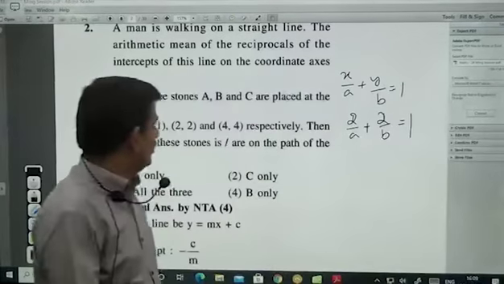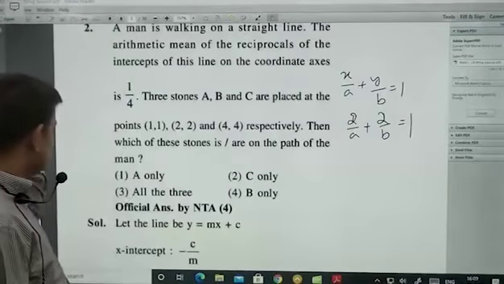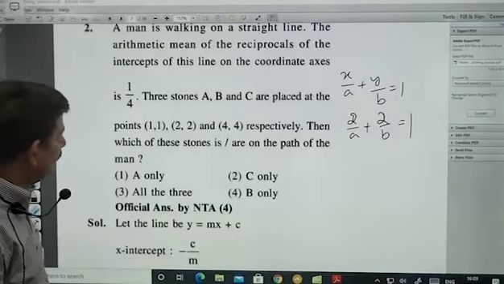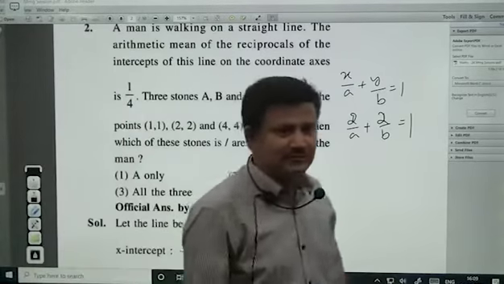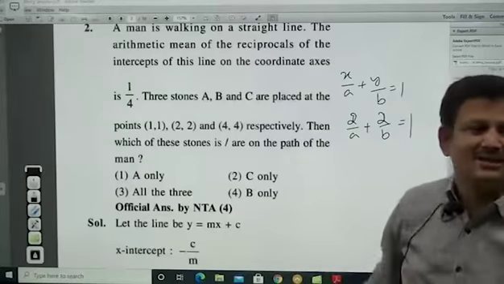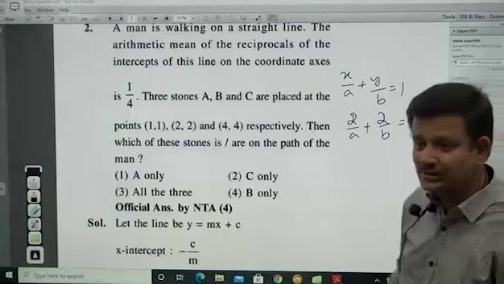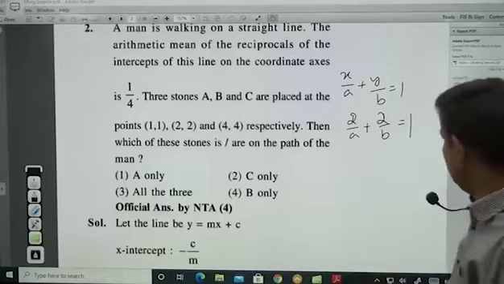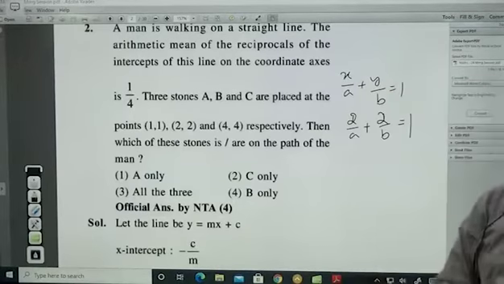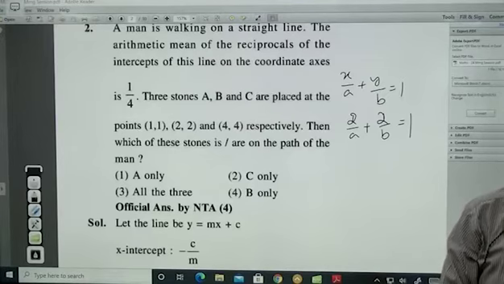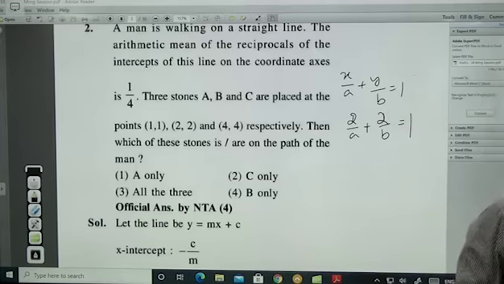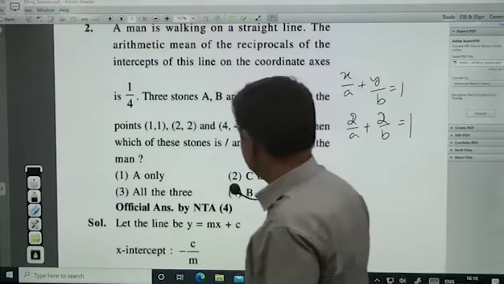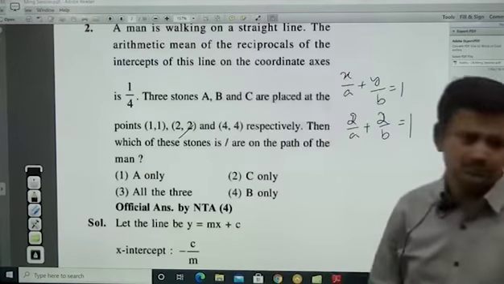Okay. Now what is he saying? Three stones A, B, C are placed at (1,1), (2,2), (3,3), (4,4) respectively. Which of the stones are on the path of the man? Path of the man means which of these points are on the line? Simple question. Which of the points are on this line? Can you see which point is satisfying this line? (2,2). So the answer is (2,2).